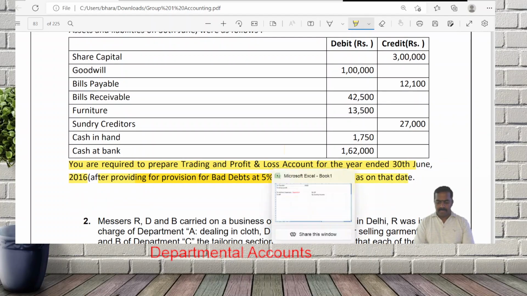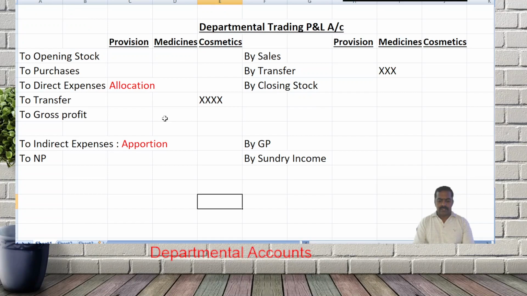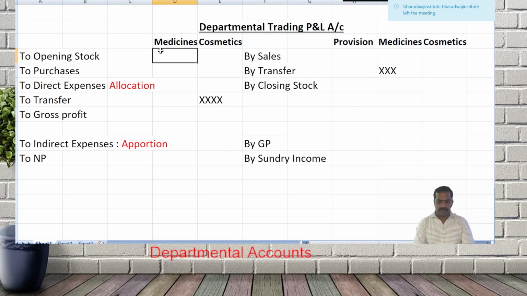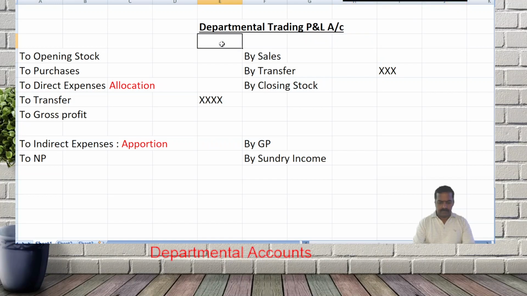Start first. Which account? Trading. Start the trading P&L account. What are the departments? Start. No transfer.